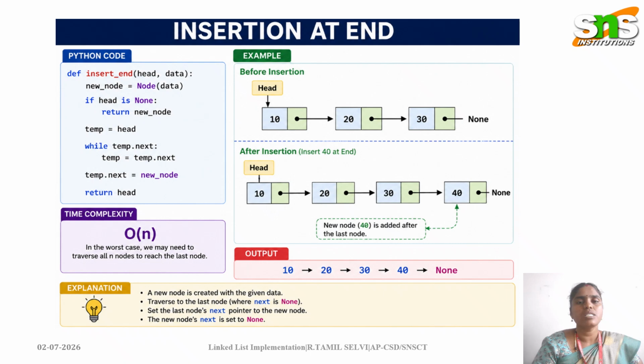Next one, insertion at the end. Initially, we have the linked list with the elements 10, 20, and 30, and we are going to add the new node 40 after the last node, that is 30. So finally, we will get the output as 10, 20, 30, 40. For that, we must create a new node, that is 40. If the list is empty, we have to make it the head node. Otherwise, we have to move to the last node and connect the last node to the new node.